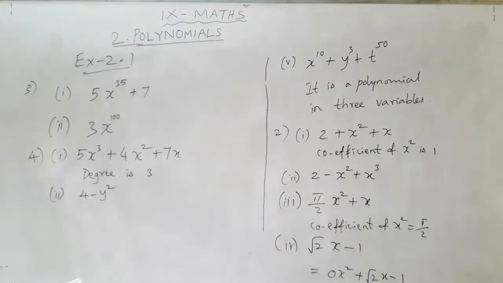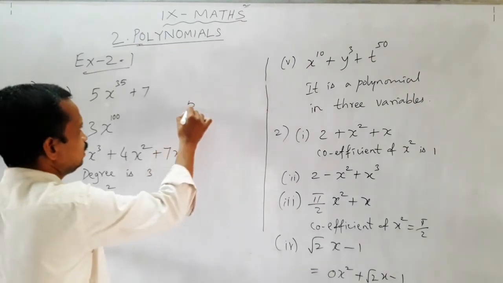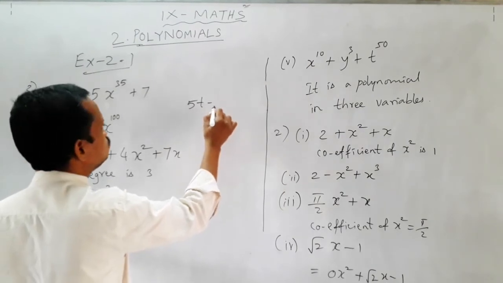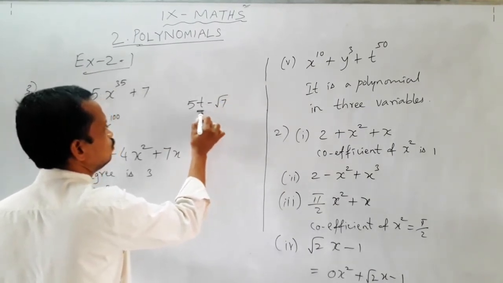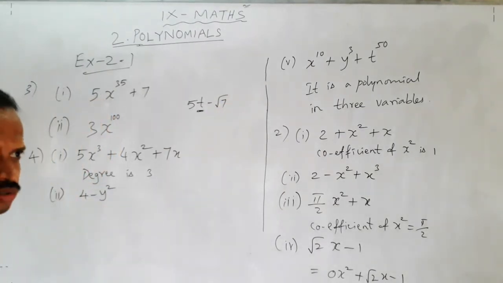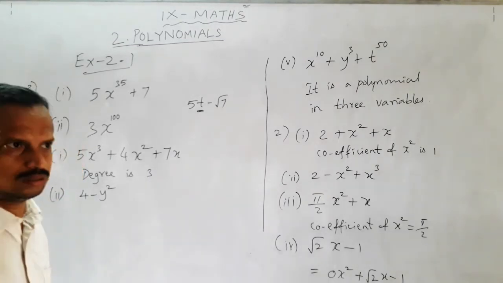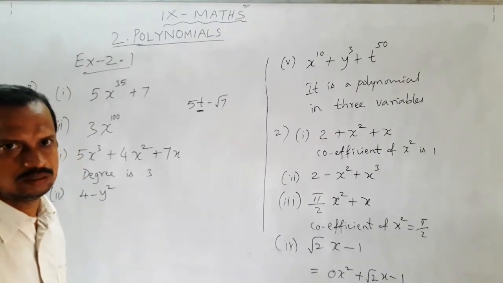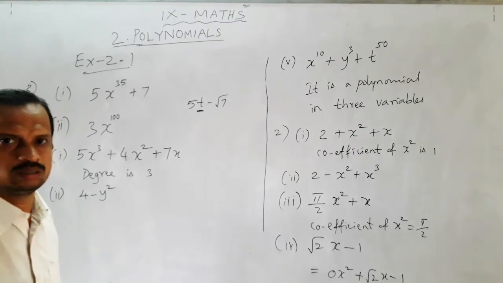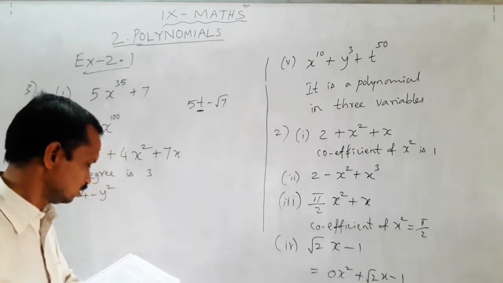Very simple. And the next one, 5t minus root 7. So t is the variable, therefore 5t minus root 7. T is the variable whose degree is 1. So the answer, the degree, is 1. Clear? The highest power of the variable t is 1. So the degree is 1.